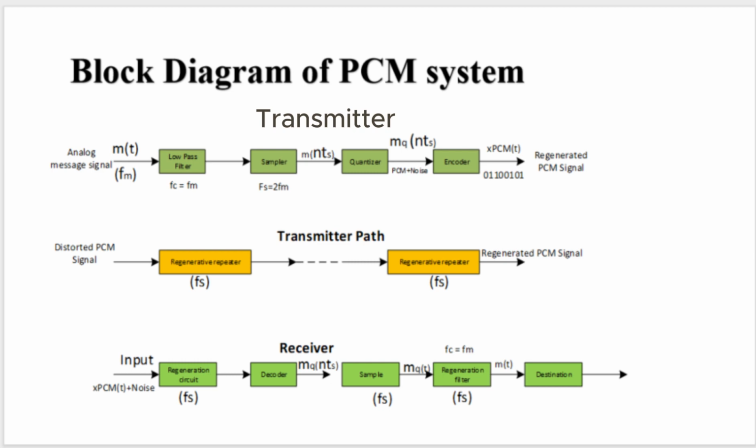The quantized signal level mq(nTs) is binary encoded. The encoder converts the input signal to a digital binary word. The receiver starts by reshaping the received pulse, removing the noise, and converting the binary bits to analog.